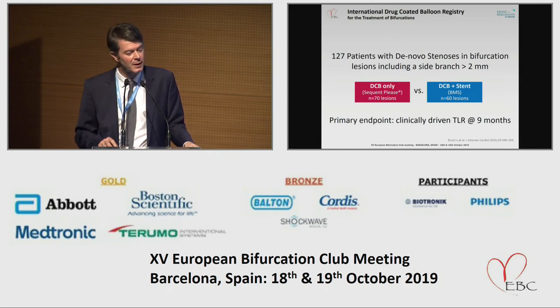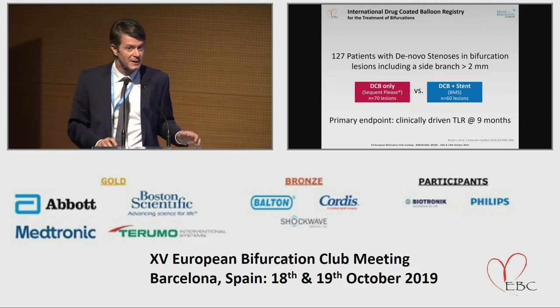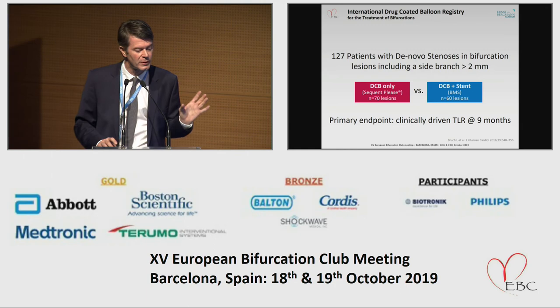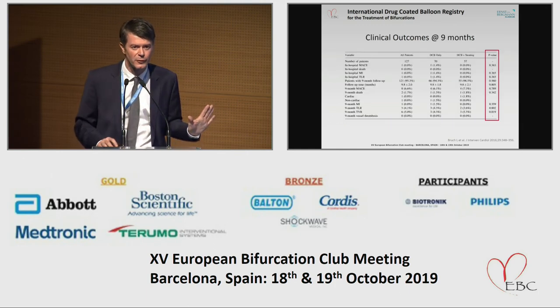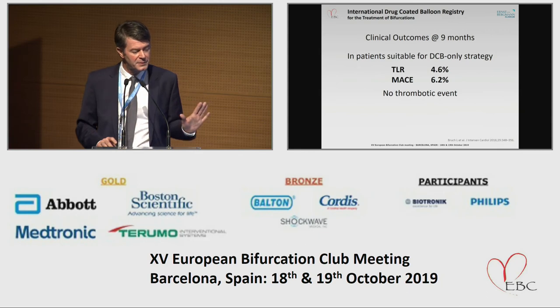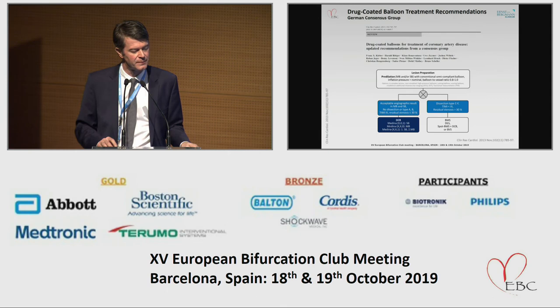They included a significant number of patients, 127, with de novo lesions, including side branches of at least 2 millimeters. They compared DCB only with DCB plus stent, and as shown before, there was no significant difference in the clinical outcome. But when we look at those patients suitable for DCB-only strategy, TLR was only 5.6%, and MACE was 6.2%, and not any single thrombotic event.